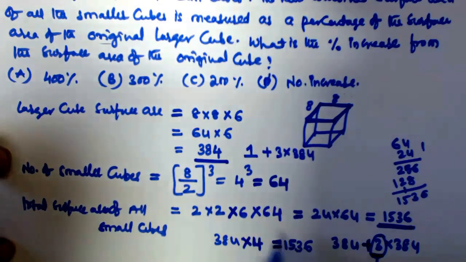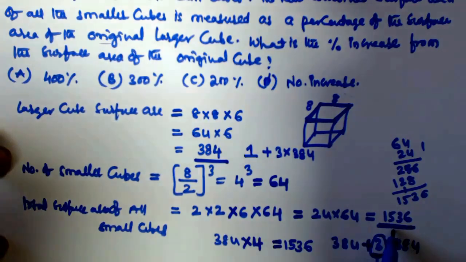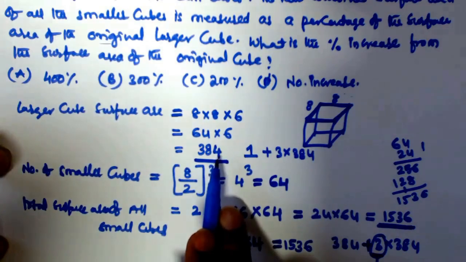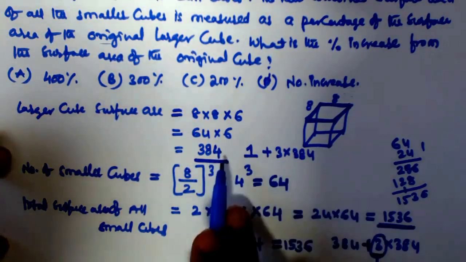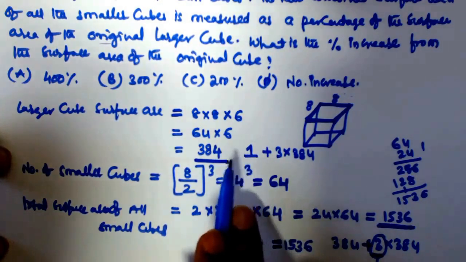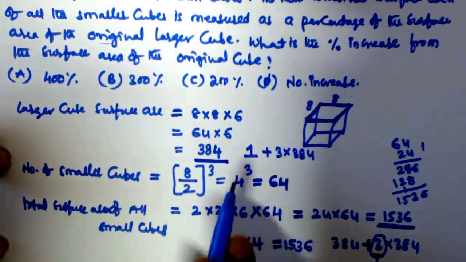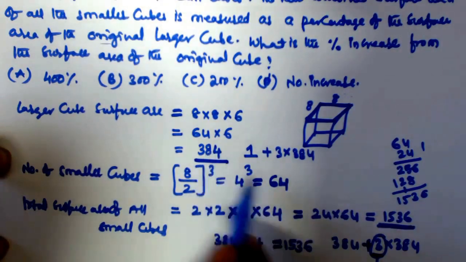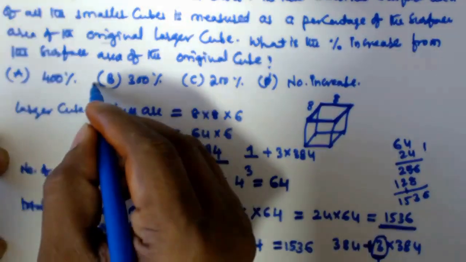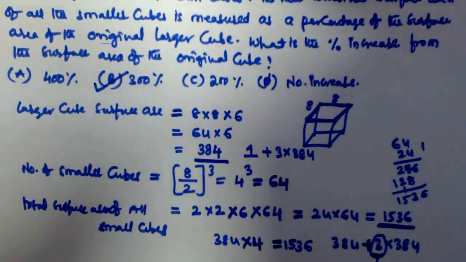Okay, so not 400. Why? Because initially 384 is already there and it is increased to 1536. 1536 is 4 times this one, but one time is already there. So we need to multiply this one with 3 and add 1. So the increment is 3 times 384. If we assume this one is 100%, then 3 times this one is going to be 300%. So the answer is option B.